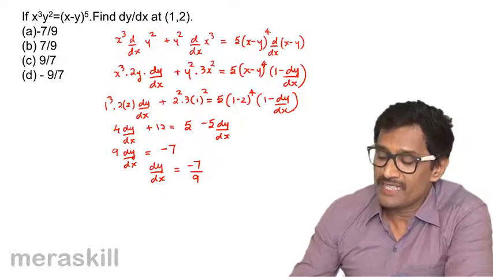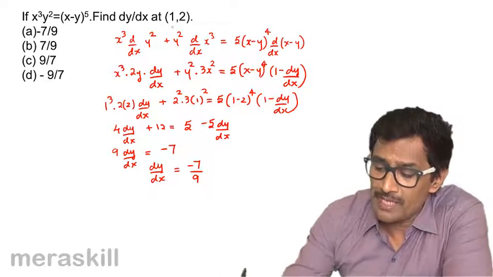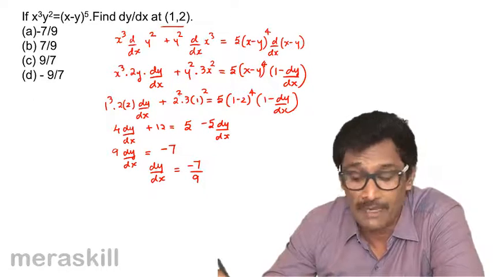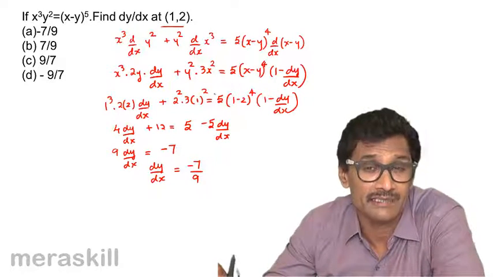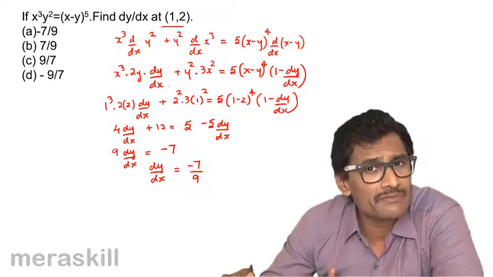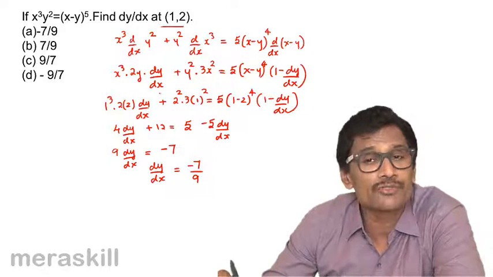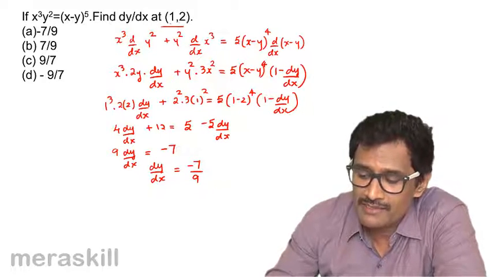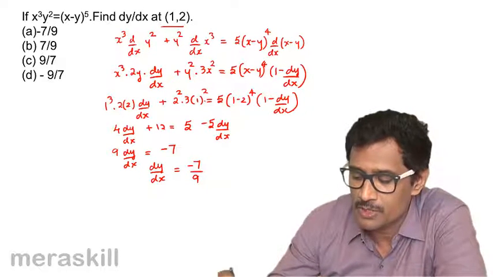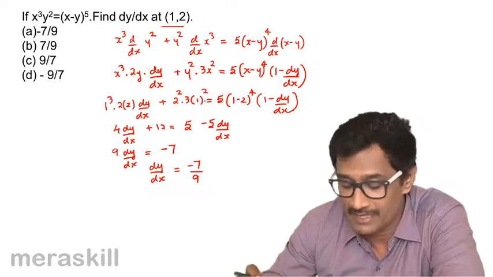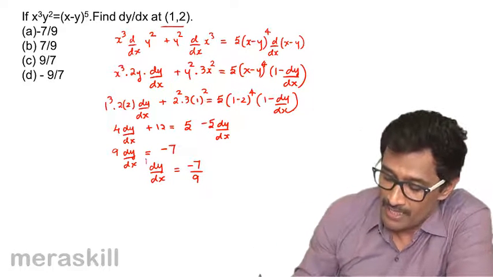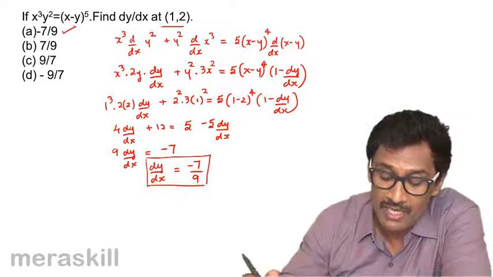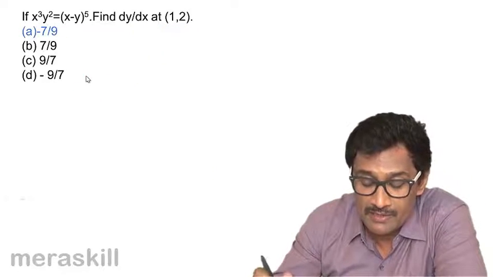So in these kinds of cases where you have been asked to find dy by dx at a particular point, there were many examples when we collected all the dy by dx terms. We need to get familiar even with that, because you will come across many questions where you have been asked to find only dy by dx. But right now, since the numbers are small, it's easier to substitute than collecting all the dy by dx terms together. So we have dy by dx is minus 7 by 9, which is option number A. And I suppose it could be the right answer.